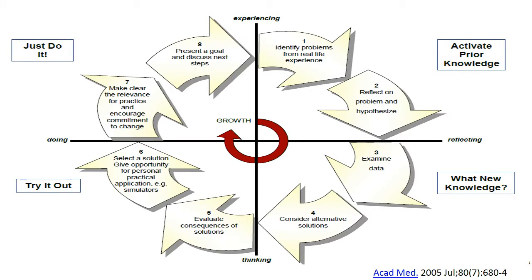But the first thing that you do is you need to activate your prior knowledge. So you get people thinking about the material, and then after that, you give them new knowledge. So then you have some sort of content that they're engaging with, they're actually learning new material. And then after that, they try it out. So try it out in some sort of safe, controlled setting, and then finally you just do it. So you do it in real life.